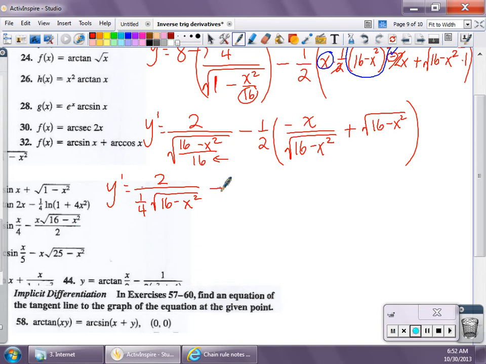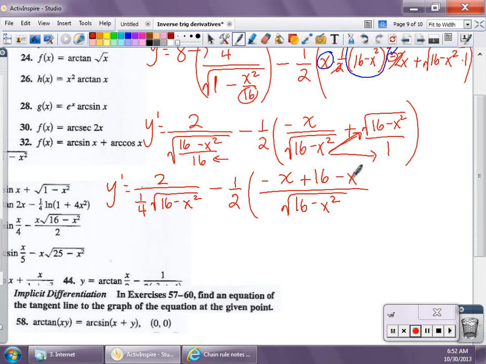In the other term, I'm going to keep the 1/2 out front for just a second. Inside of the parentheses, I'm going to get a common denominator, which means I'm going to multiply the second term. This is over 1. So I'm going to multiply the numerator and denominator by the square root of 16 minus x squared, so I have a common denominator. Now when I multiply the numerator by the square root of 16 minus x squared, it takes a radical off, so I get plus 16 minus x squared outside the radical.